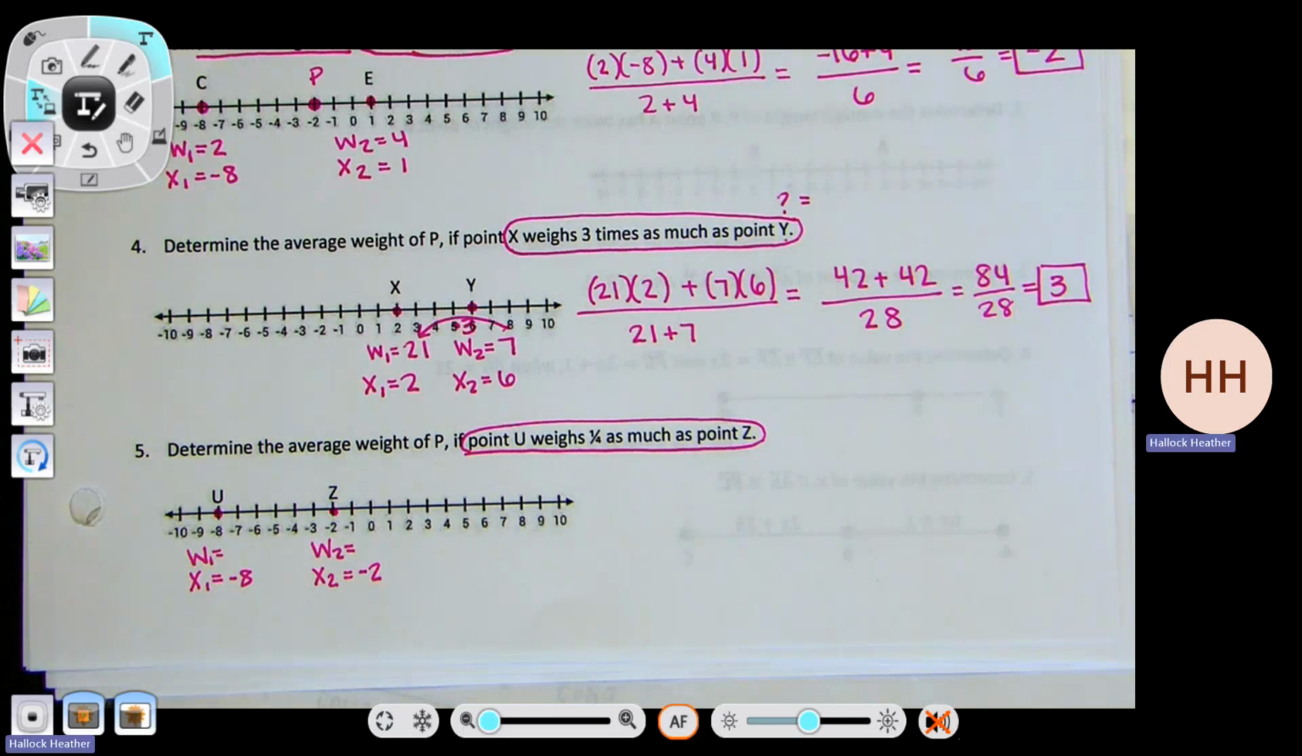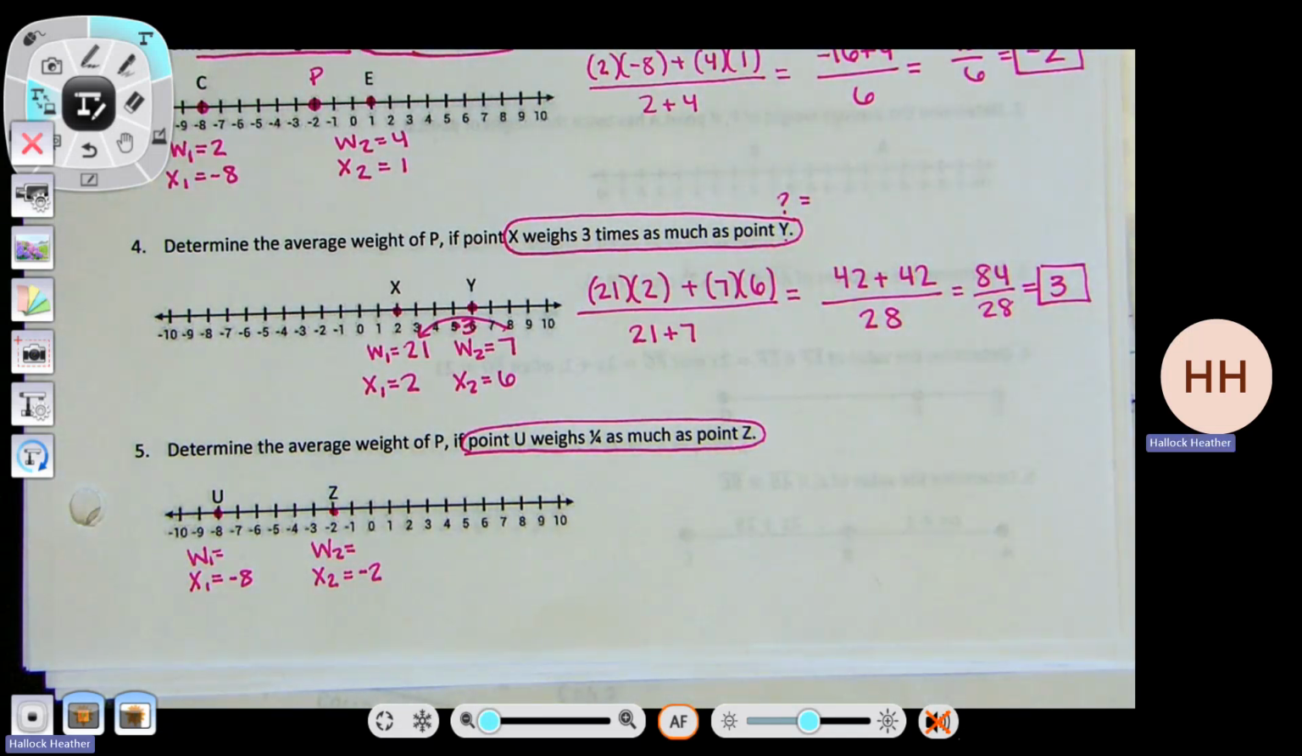It says point U weighs 1/4 as much as point Z. So what multiples should I probably be using in this case? Multiples of what number would probably be the best? 4s really, because you're 1/4, you're dividing by 4, okay? So does anybody think they know a combination that you could use to represent point U weighing 1/4 the amount of Z? What do you think?